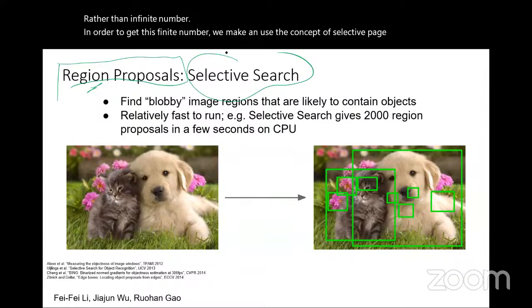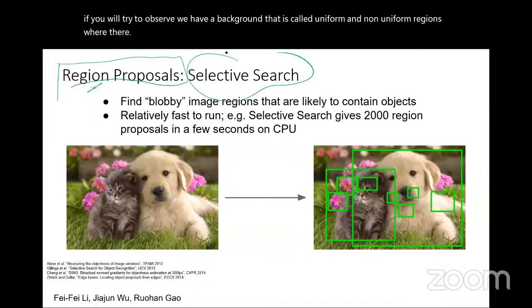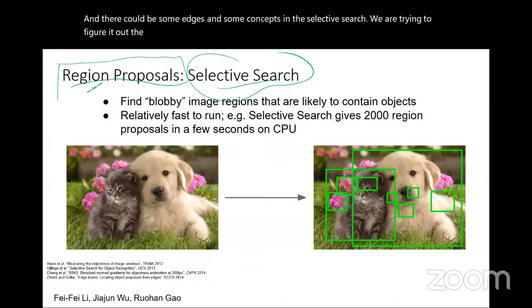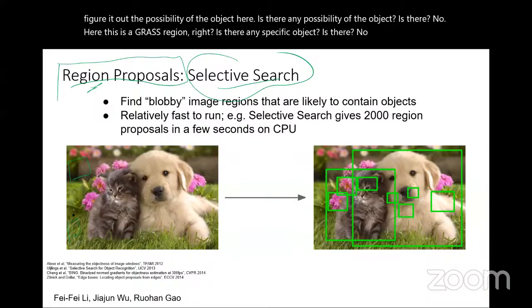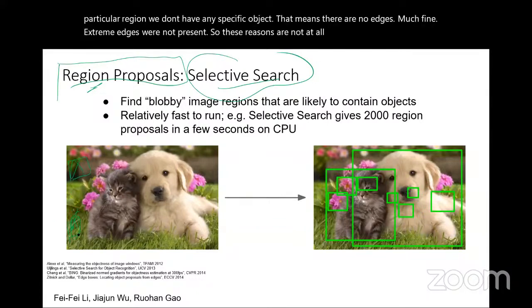So in an image, if you try to observe, we have a background with uniform and non-uniform regions, and there could be some edges and some concepts, right? In selective search, we are trying to figure out the possibility of an object. Here, is there any possibility of an object? No. Here is a grass region, right? Is there any specific object here? No. That means in this particular region we don't have any specific object, no fine or extreme edges are present. So these regions are not useful for us.